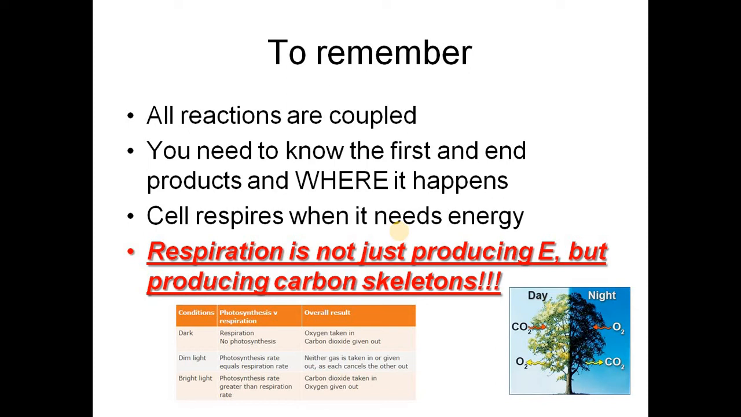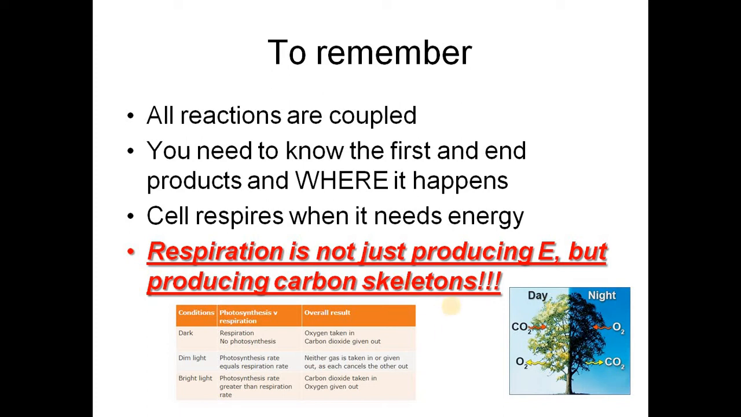So why do we respire, and why do cells in general respire, including plants? We respire not so much because we need energy. This especially goes for plants, because they can't produce their own glucose. But during respiration is where we are going to have all those carbon skeletons. Anything that is made out of carbon, this is where these products are going to be made.